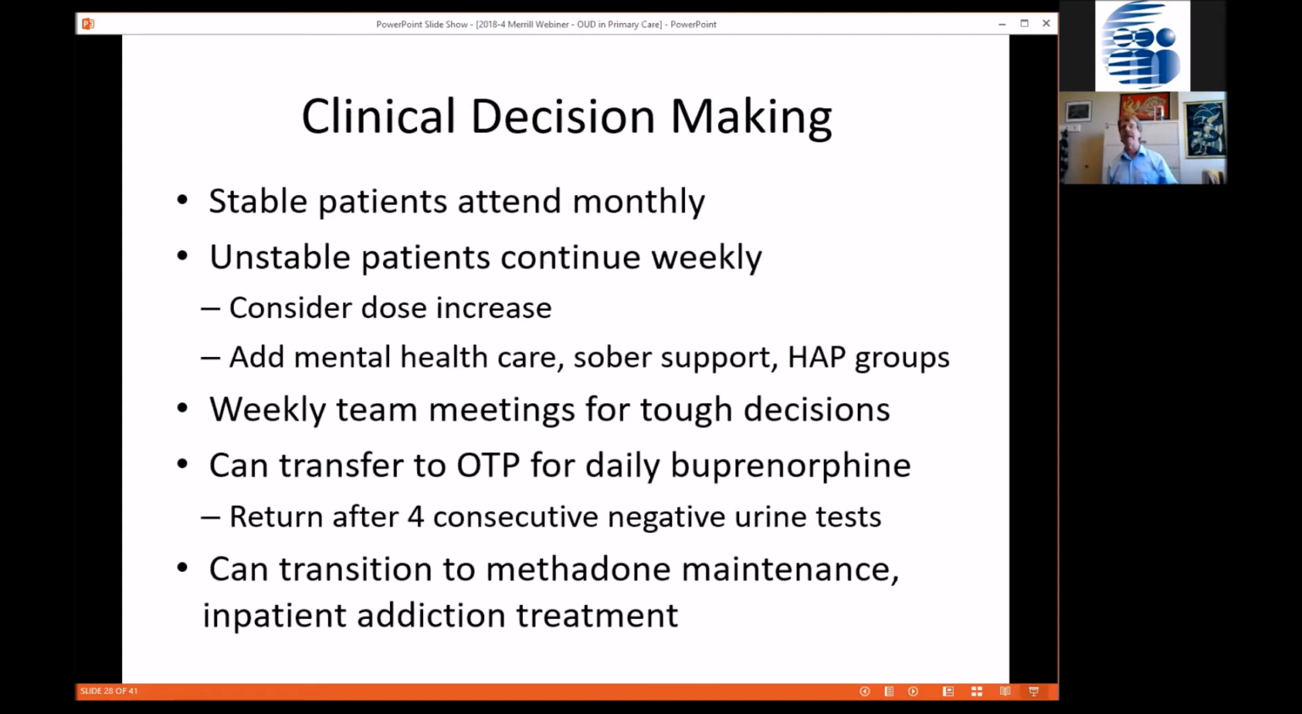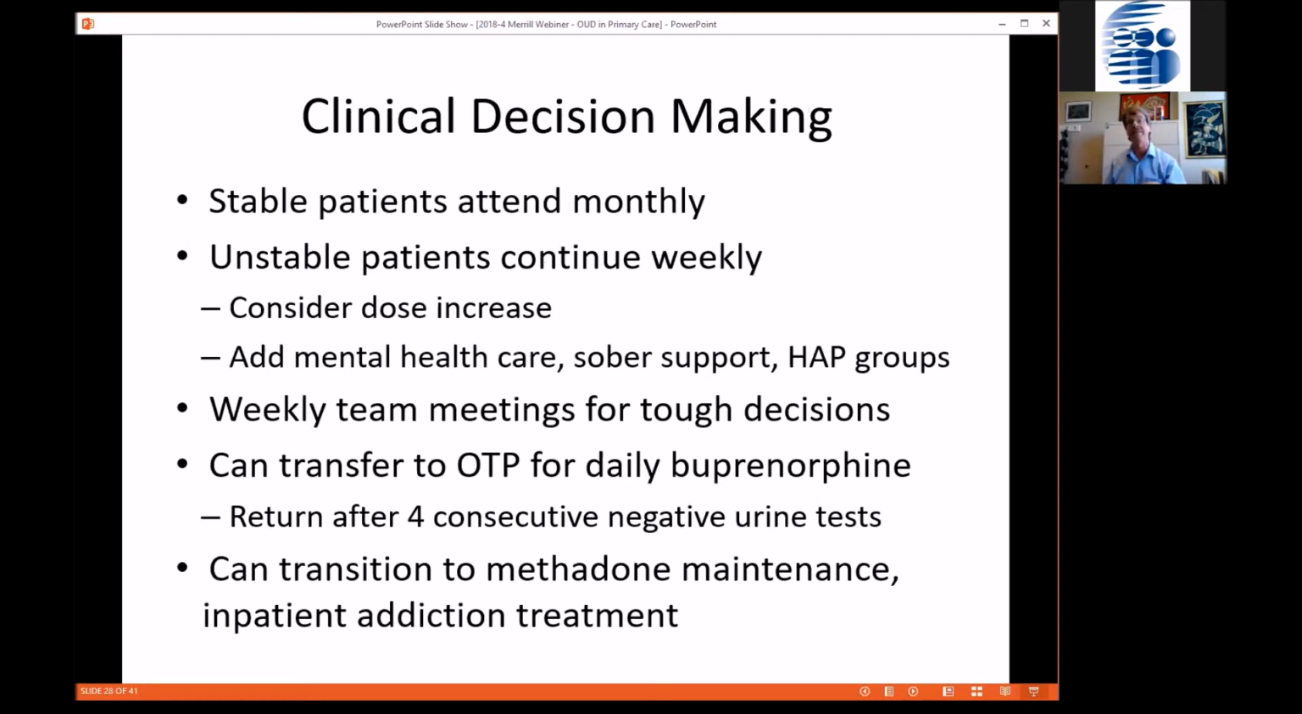Clinical decision making: stable patients will come every month to get a prescription and do a urine test. Unstable patients who are continuing to use other substances or opioids will continue longer, and we'll think about a dose increase. We'll think about adding other services, whether it's mental health or sober support, or Harborview has an addictions program with groups, they could go to that.